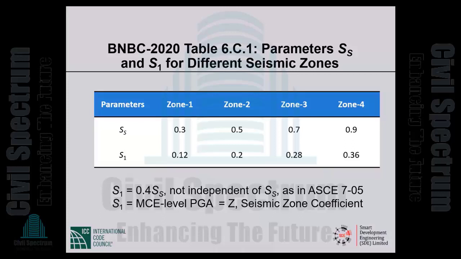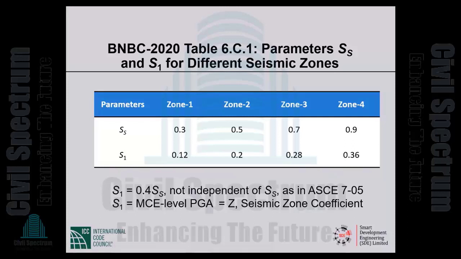So in BNBC, by relating them, Appendix C gives you the impression that we have two different values, but we actually do not have two different ground motion parameters in BNBC. It's only one ground motion parameter. It is whichever you like, S sub 1 or S sub S, the two are related. Okay? S sub 1 value is also identically equal to the Z factor for the seismic zone.